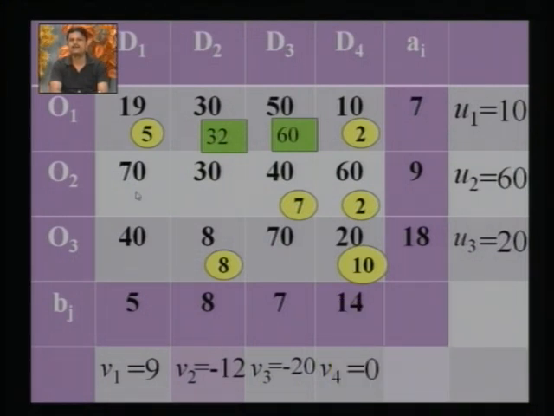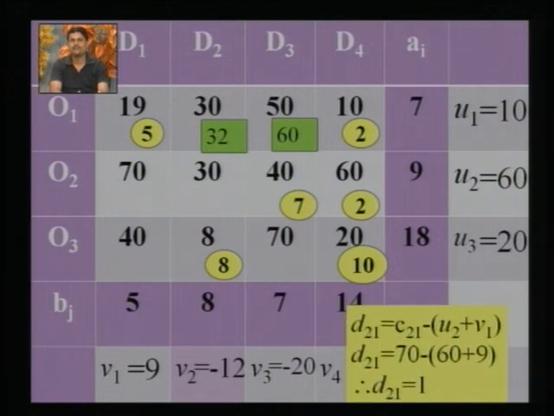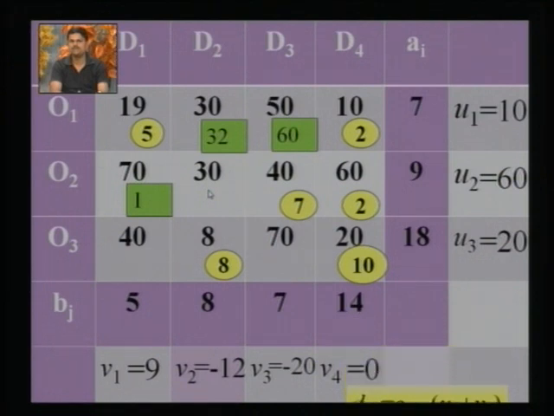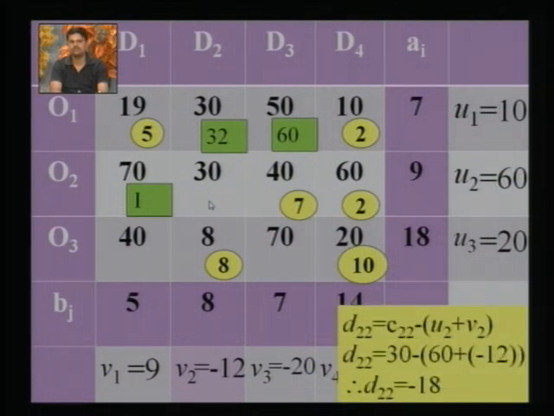So now we go to the 70. This cell. This formula will be D21 is equal to C21 minus U2 plus V1, because it is the cell in the second row and first column. So C21 is 70, U2 is 60 here, and V1 is 9. So 60 plus 9 is 69, 70 minus 69 is 1. So D21 is 1. So this value is 1. Now let us go to the cell D22.